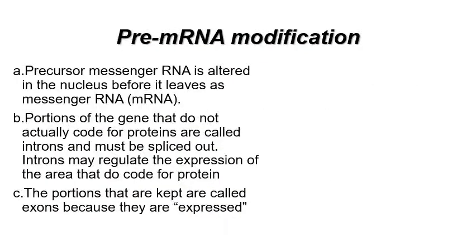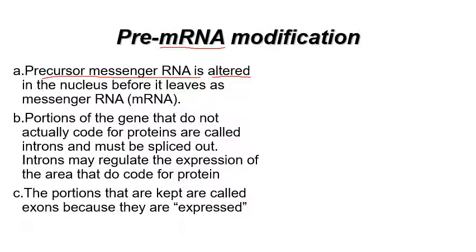So the transcription, making that copy of messenger RNA from the DNA, takes place in the nucleus. Then our messenger RNA has to go out to be translated. It goes out to either the endoplasmic reticulum or into the cell. But that initial RNA that is made is considered precursor messenger RNA, because it will be altered before we go into the second step, translation.